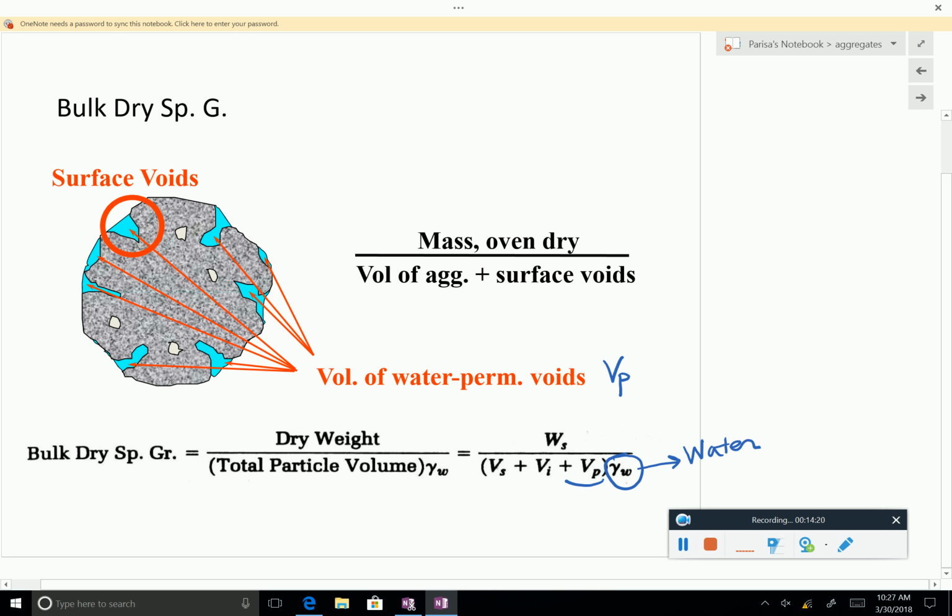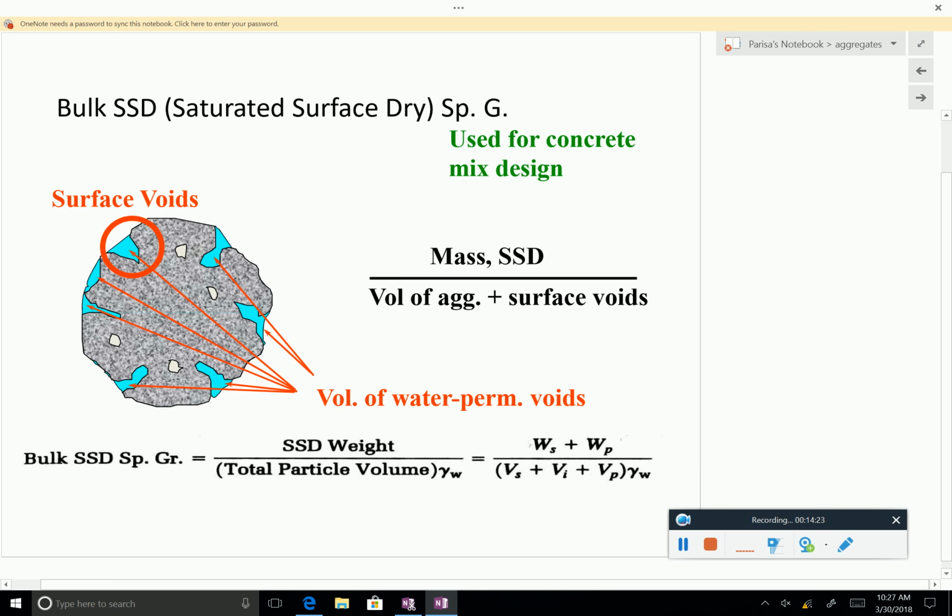And there is one more, which is bulk SSD. This is very similar to the previous one. And here you have SSD weight instead of having the oven dry weight. So you have the weight of water and the weight of solids. But in terms of volume, it's the total volume. And this is, for example, one of the parameters that you will see in concrete mix design.